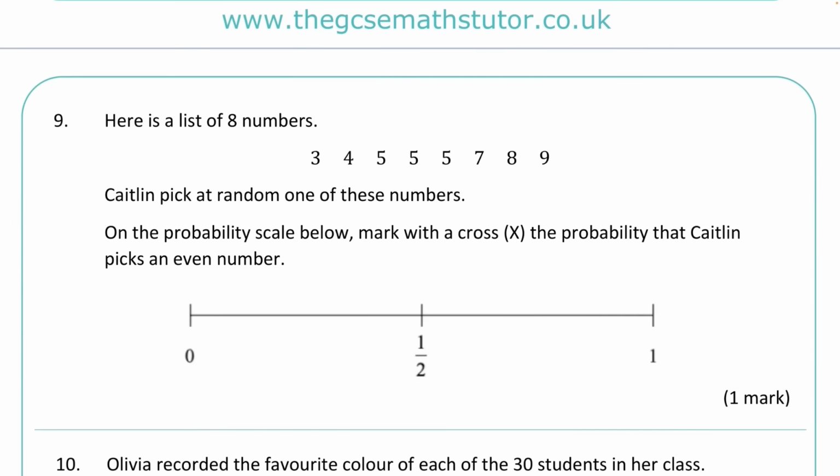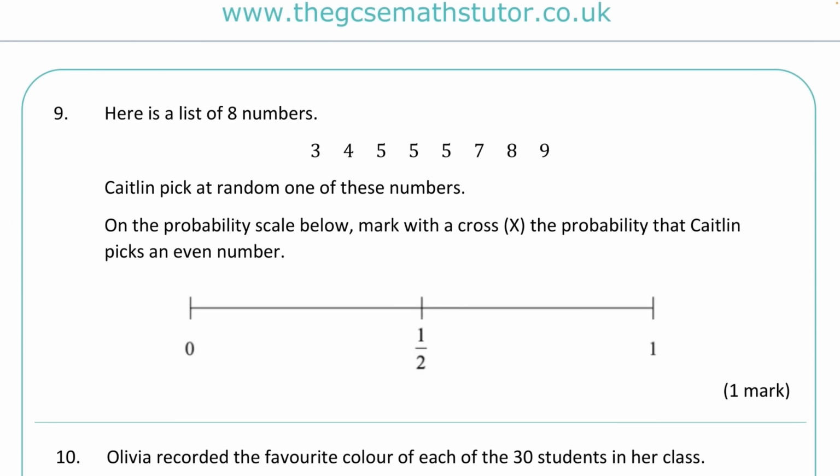So question 9. It says here is a list of 8 numbers. Caitlin picks at random one of these numbers. On the probability scale below, mark with a cross the probability that Caitlin picks an even number. So even numbers, of course, are the numbers that divide by 2, and the odd numbers are those that don't. So if we look at our list here, how many of them are even numbers? Well, we have the 4 and we have the 8. So 2 out of these 8 numbers are even.